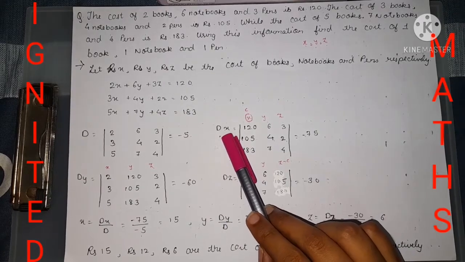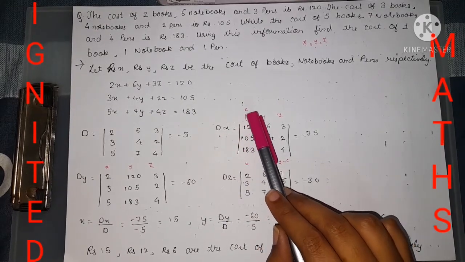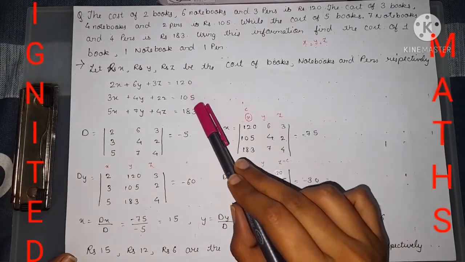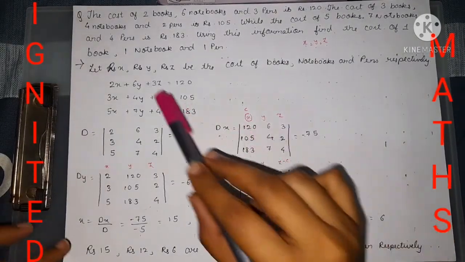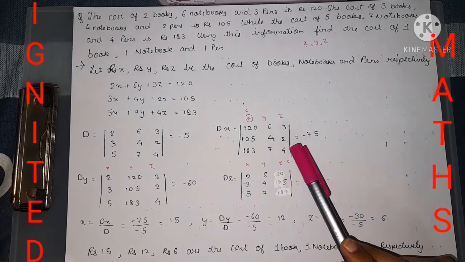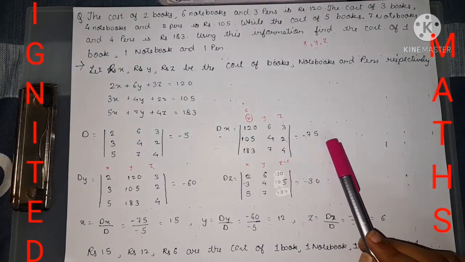And for Dx, in place of x you need to take the constant terms. So the constant terms are 120, 105, 183, and the y and z columns will be as before. If you do the 3 cross 3 determinant, you will get the answer as -75.